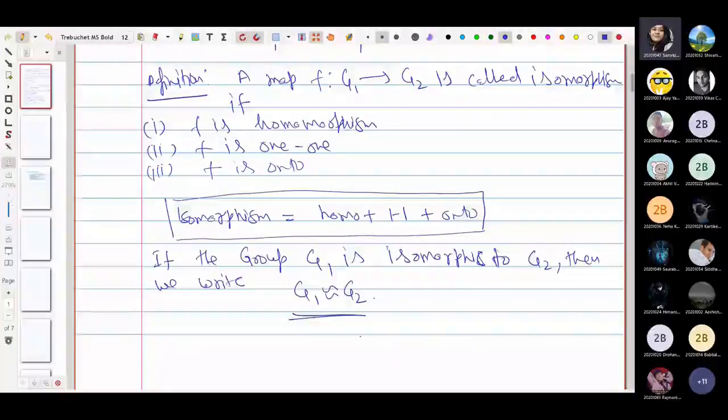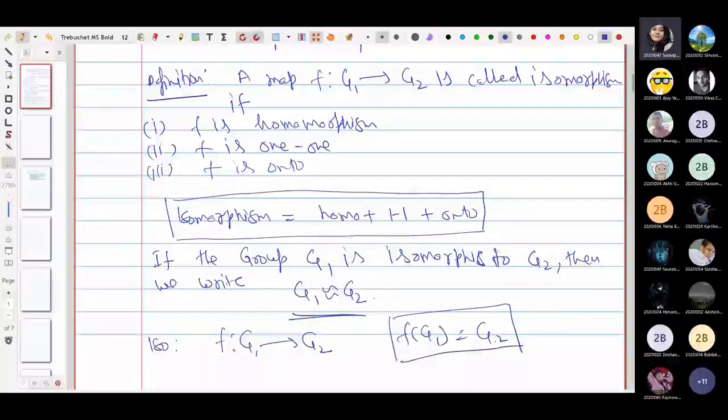Fine. So things are clear because an isomorphism is a 1-1 and onto map. So in that case, if f from G1 to G2 is an isomorphism, then f(G1) equals G2 because this is onto. Fine. So let us see some examples.